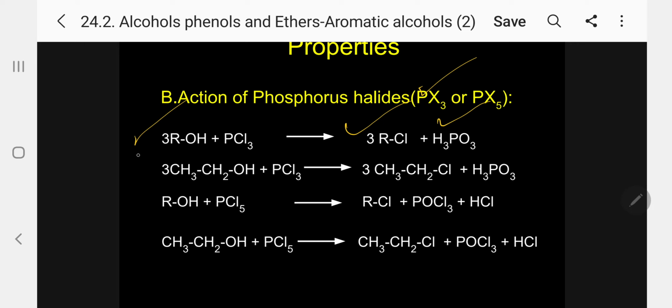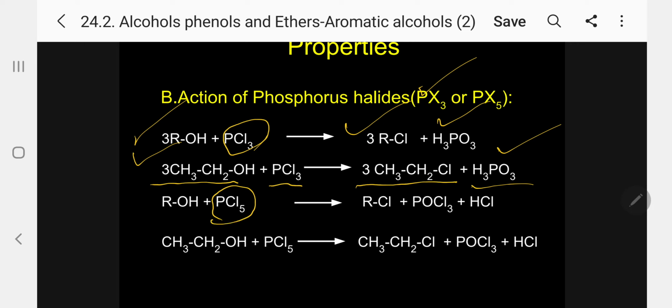Now what is happening? We have to take 3 moles of alcohol with PCl3, getting 3 moles of ethyl chloride and the corresponding phosphorus acid. Please follow. Always when you use PCl3, acid is produced. Kindly understand this idea. Suppose it is PCl5, this is the general formula: we get the corresponding halide, phosphorus oxychloride and HCl. Here there is no acid.